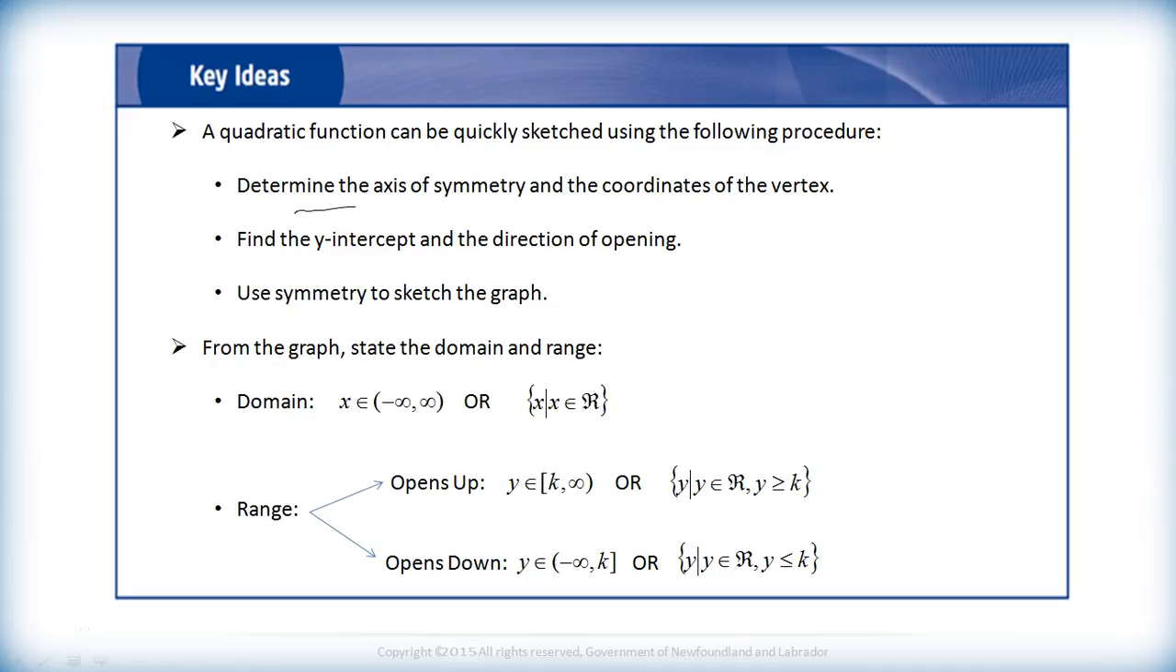Okay? So a quick summary here. A quadratic function, we get the axis of symmetry, coordinates of the vertex, find the y-intercept, and use symmetry to sketch the graph. Once we have that, domain is always the same. Y either starts at one point, k, and goes upward, or it goes from -infinity all the way up to k and stops. And that's it.